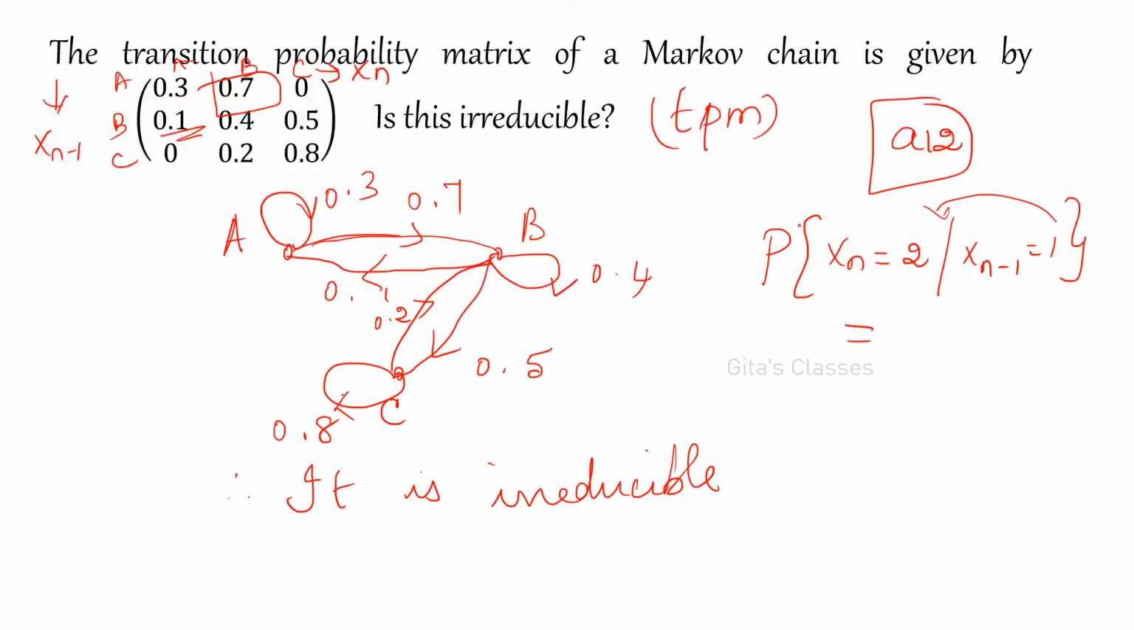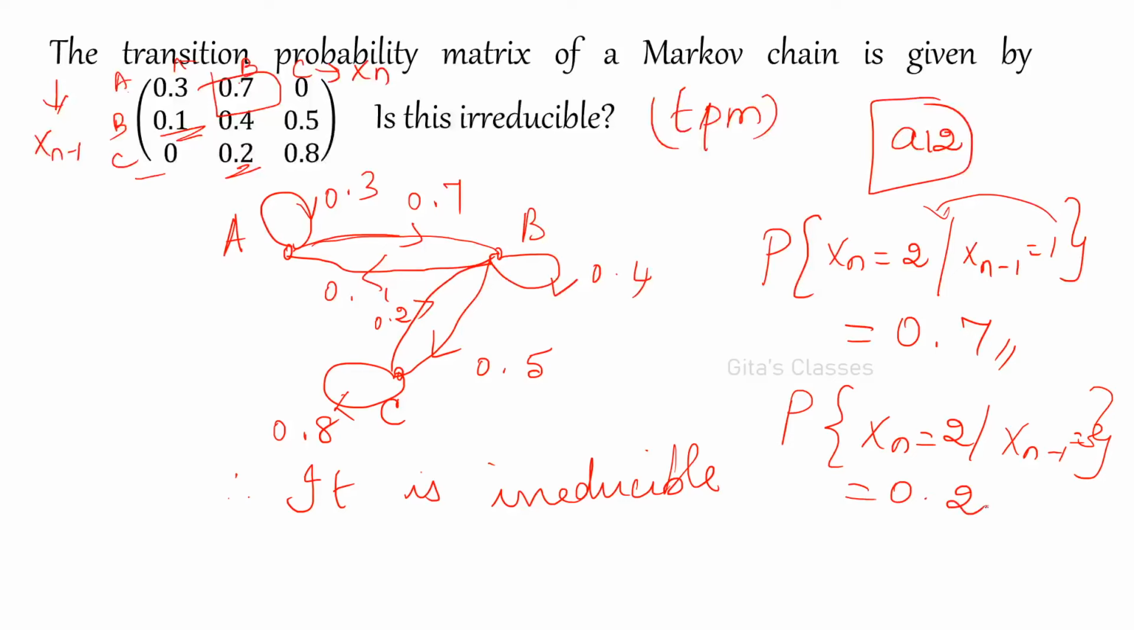Sometimes even this can be asked. What is the conditional probability that xn is equal to 2 given xn minus 1 is 1? That means from 1 you have to go to 2, so 0.7 is the probability. What is the probability that xn is equal to 2 and xn minus 1 is 3? That means from 3 to 2, which is 0.2. Sometimes they may ask the conditional probability also. Then you should be able to write it.